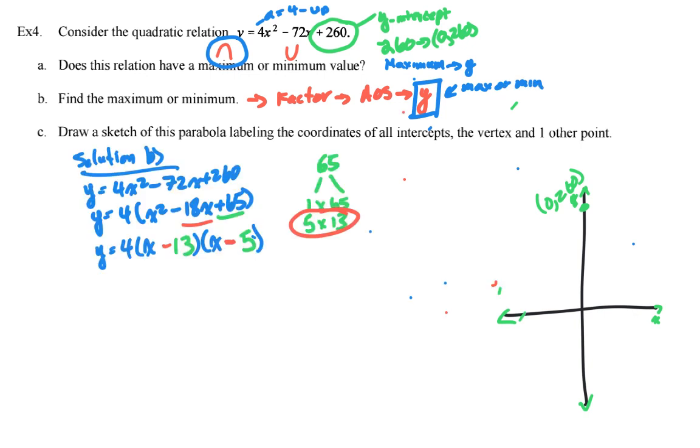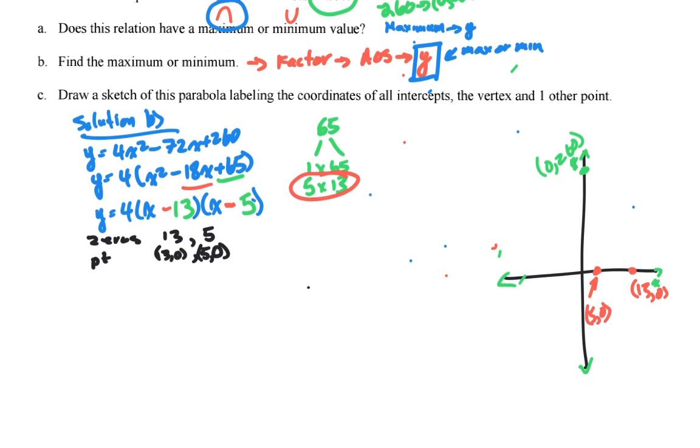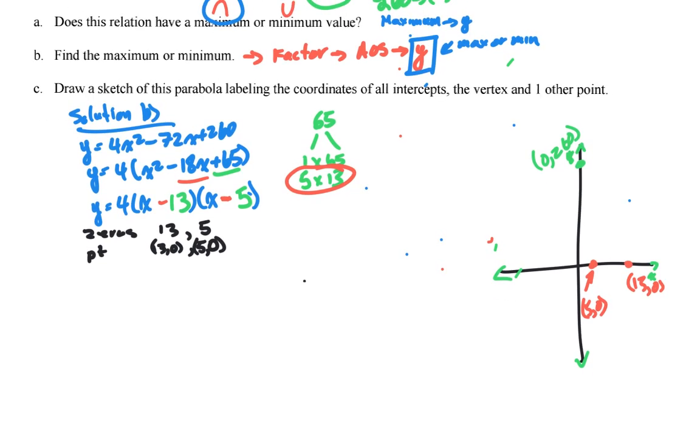And so now our zeros are (13, 0) and (5, 0). So what we're going to do is quickly sketch where we think they're going to be on our graph. So here's (13, 0), and here is (5, 0). Now, remember, we have to do our vertex calculation like before.